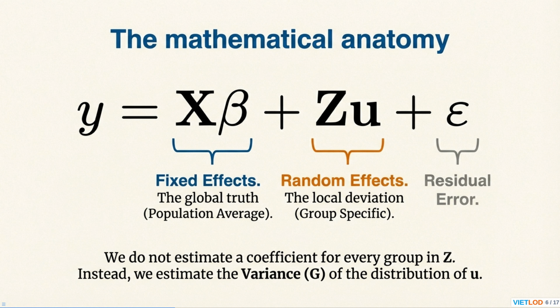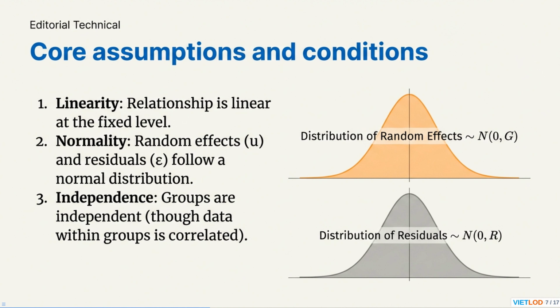In a wage model, Xβ might capture the average return to education across all firms. Zu would capture how that return to education deviates for each specific firm, and epsilon would be the unexplained variation for each individual worker. Like any statistical model, LMMs rely on a set of core assumptions to be valid. Let's review them.